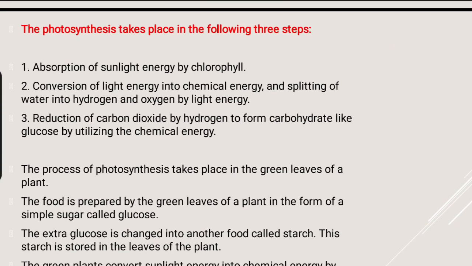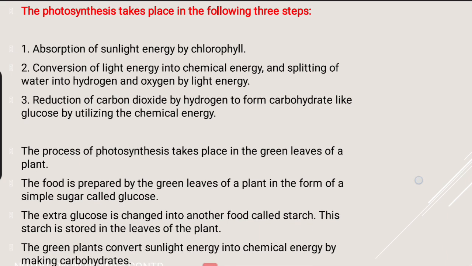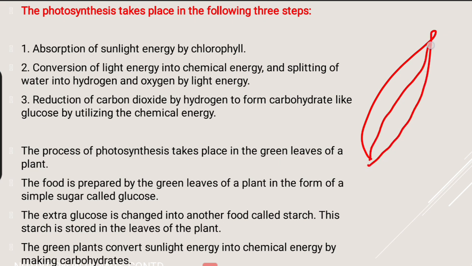Absorption of sunlight, conversion of light energy into chemical energy, and splitting of water into hydrogen and oxygen. Reduction of carbon dioxide by hydrogen to carbohydrates like glucose, utilizing the chemical energy. The process of photosynthesis takes place in the green leaf of the plant. Photosynthesis takes place in the leaf.